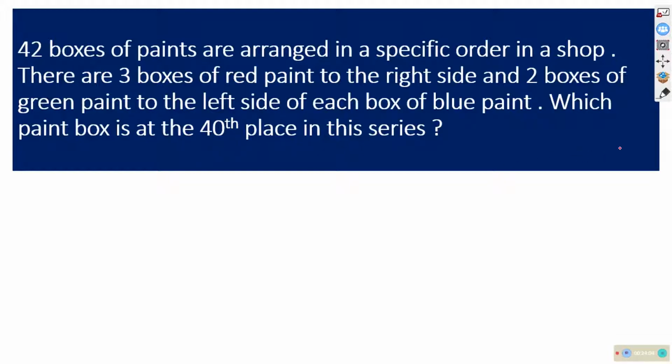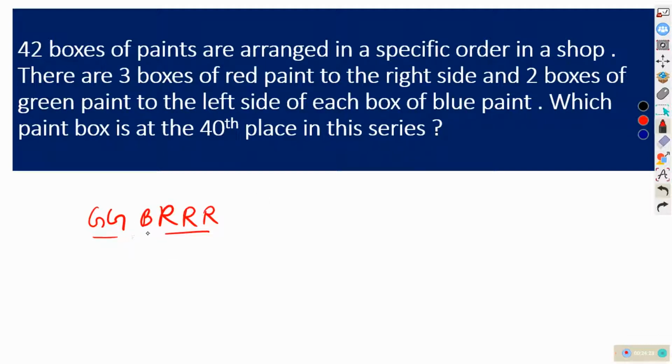Let us read the question once again. Boxes are arranged in a specific order. 3 boxes of red paints to the right side and 2 boxes of green paint to the left side of each box of blue paint. This is the arrangement. 3 plus 2, 5, plus 1, 6.